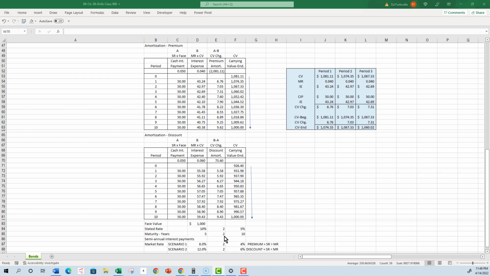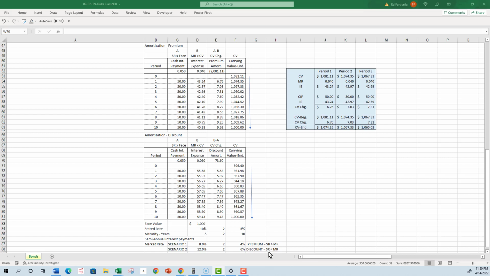For this problem, we're going to use scenario 2, where the market interest rate is 12%. Because of the semi-annual payments, we'll take the 12% divided by 2 and use 6% in our calculations. This is a discount bond because the stated rate is less than the market rate. Anytime the stated rate is less than the market rate, when you issue your bond, you'll receive less than the face value of the bond. That's why it's called a discount bond.